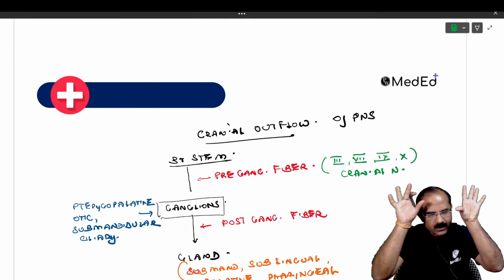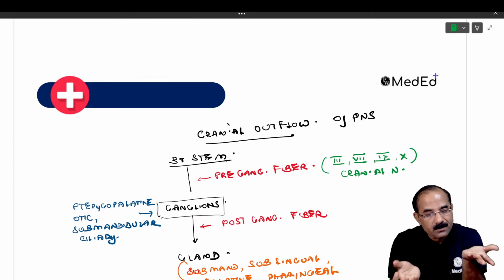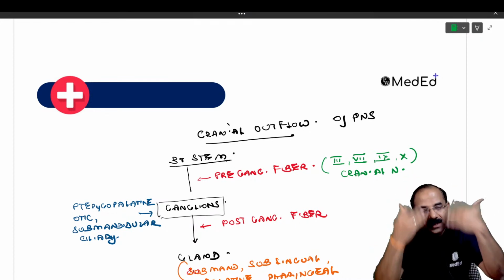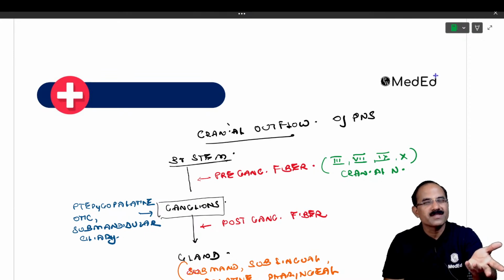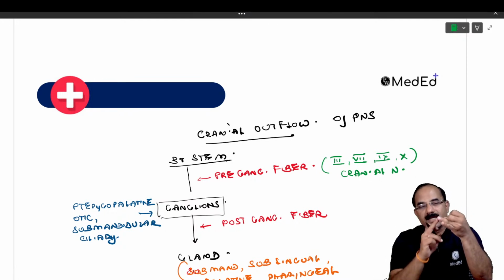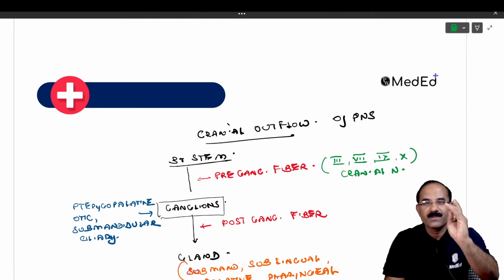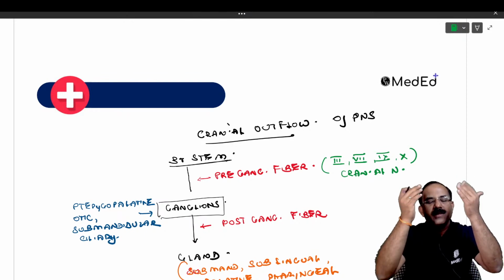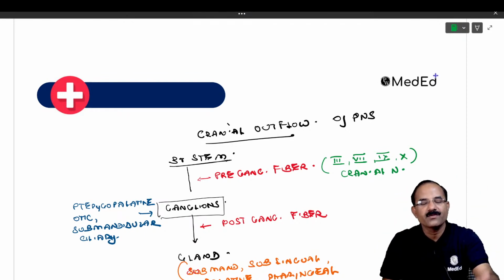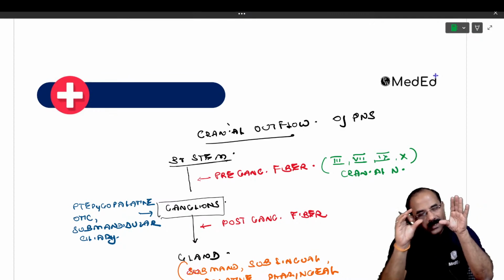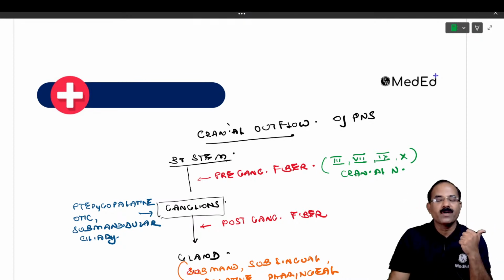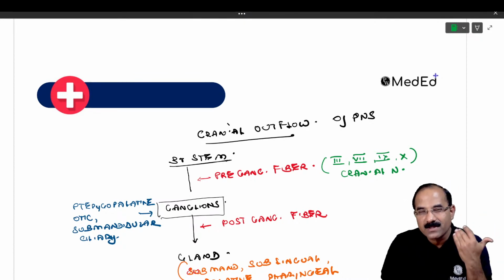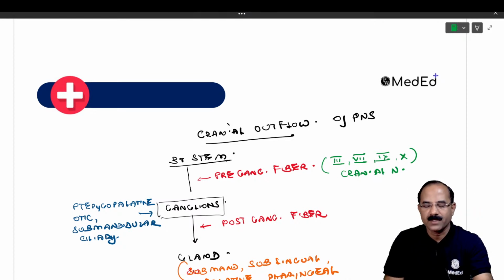So just understand, where does the cranial outflow of parasympathetic nervous system begin? In the brainstem. Now these preganglionic fibers, who are going to carry them? The cranial nerves. Which cranial nerves? 3, 7, 9 and 10 cranial nerve. Now these cranial nerves will come and relay in the ganglions, okay? And what will begin from these ganglions are the postganglionic fibers. Now what will these postganglionic fibers supply? The glands.